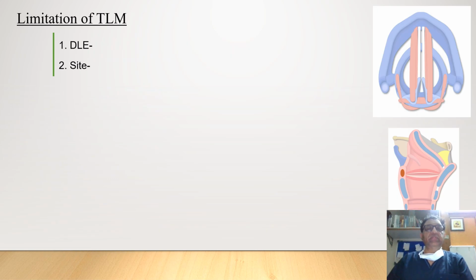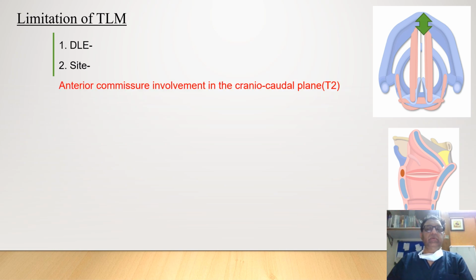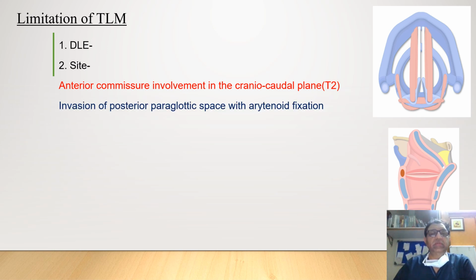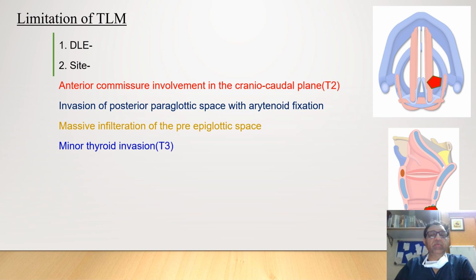Limitations of transoral laser surgery: difficult laryngeal exposure and site. Anterior commissure involvement, craniocaudally, is a limitation of transoral laser surgery. Invasion of the posterior paraglottic space with arytenoid fixation is again a difficult situation for transoral surgery. Massive infiltration of the pre-glottic space, minor thyroid invasion.